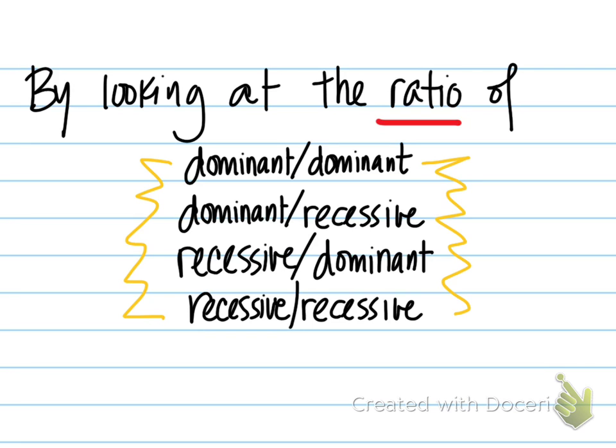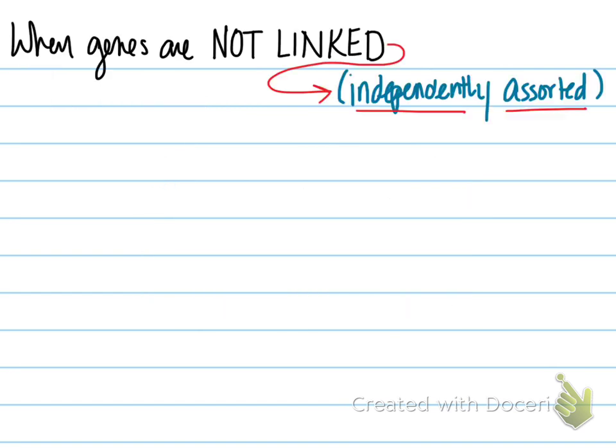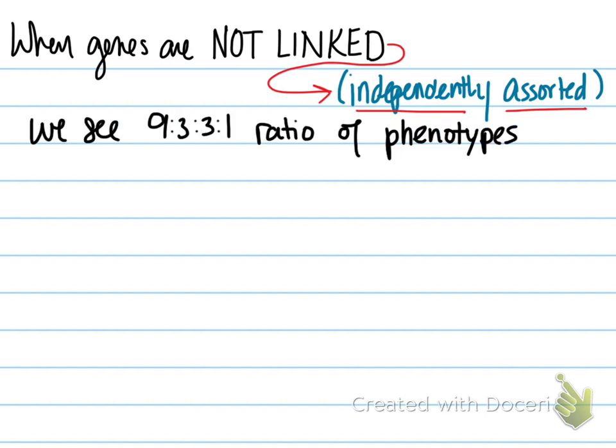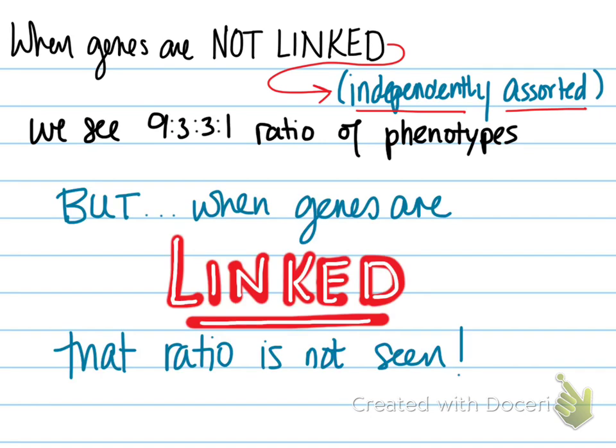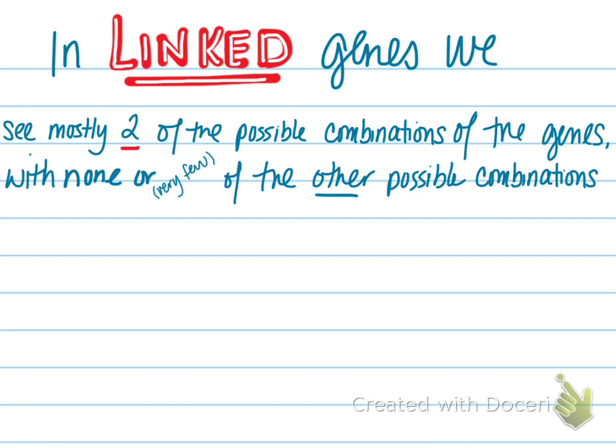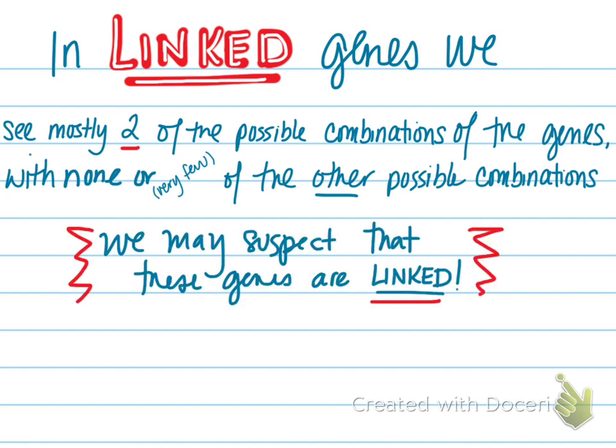Dominant-dominant, dominant-recessive, recessive-dominant, and recessive-recessive. Because when genes are not linked, also known as independently assorted, we see the 9 to 3 to 3 to 1 ratio of phenotypes. In other words, 56% to 19%, 19%, and 6%. But when genes are linked, that is not the ratio we see. In linked genes, we see mostly 2 of the possible combinations of genes, with none or very few of the other possible combinations. And when we see that, we start to suspect that those genes are linked.